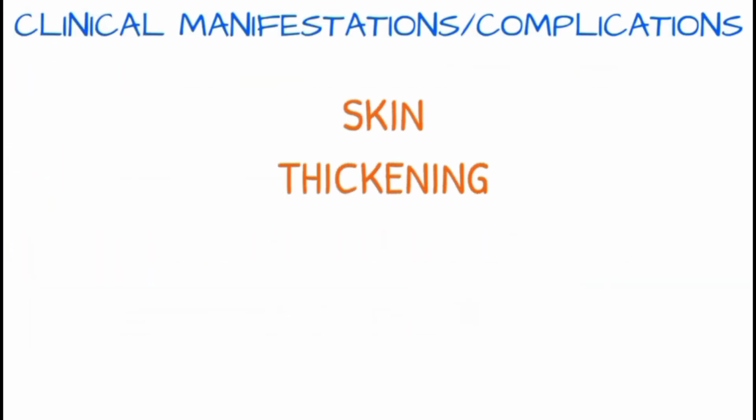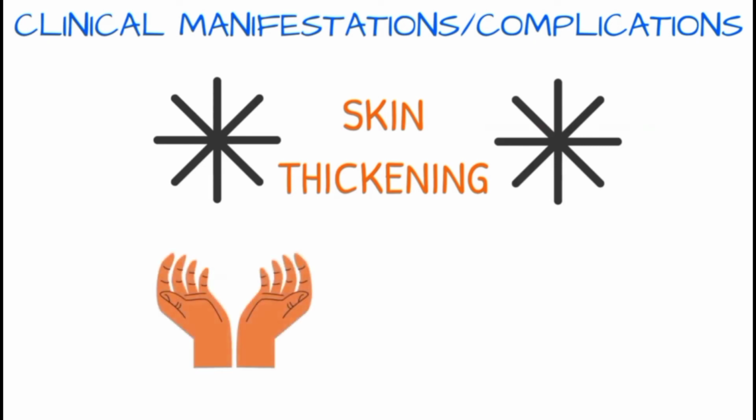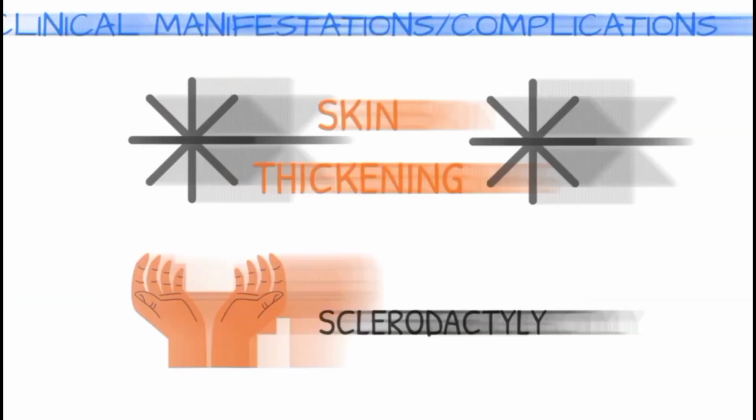Skin thickening is the major factor that distinguishes scleroderma from other connective tissue diseases. The affected skin is firm, coarse, and thickened. This tightening and thickening of the skin on the fingers is known as sclerodactyly. It can result in a claw-like hand shape as it causes the fingers to curl inward.